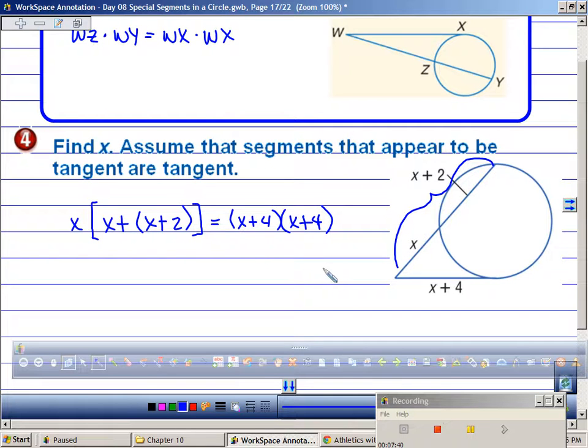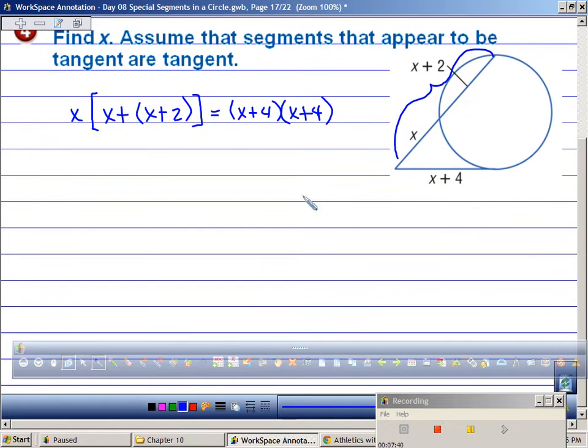And now we're dealing with some pretty heavy algebra, right? You don't think so? You'll see. All right, so let's simplify in here first. So I have x times 2x plus 2 in here equals, now this, you can FOIL, you can use the box method, or if you know your perfect square trinomials, you would also know that this is x squared plus 8x plus 16. Okay? Good.